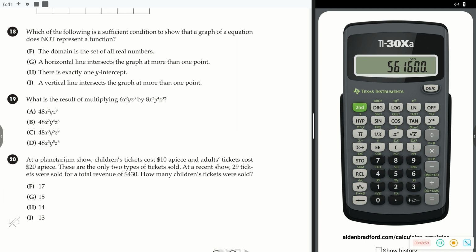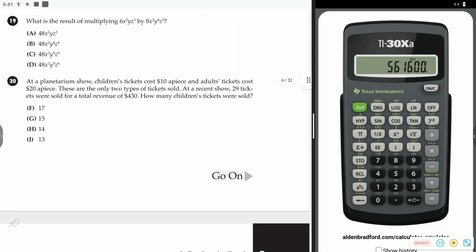All right, we're moving on. This one says, what is the result of multiplying these two numbers? So we actually know that the first number is going to be 48 because 6 times 8 is 48. And then we're going to do the next terms, which is x squared times x squared, because it says you're multiplying. So whenever you're multiplying two variables, you add the exponents. So it's going to be 2 plus 2, which is going to be x to the fourth.